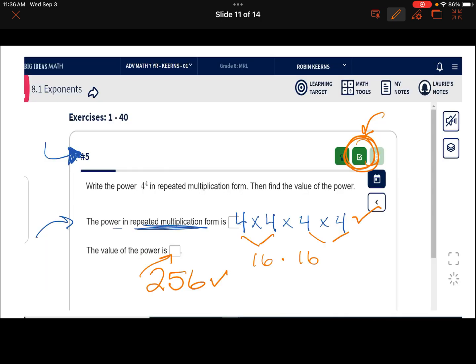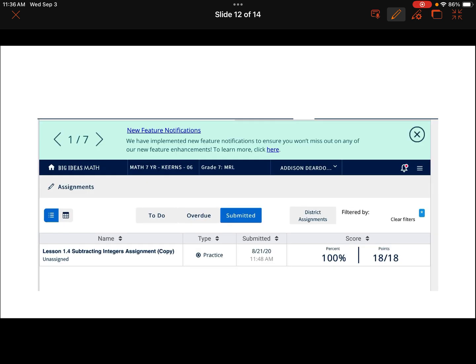So when you do this assignment, somewhere up here, it's going to be like save and submit. And when you're done, you're going to hit the submit button, and that submits it to Big Ideas. It does not submit it to me. Okay? And then the assignment will no longer be in the to-do screen on your iPad. It'll be in the submitted.